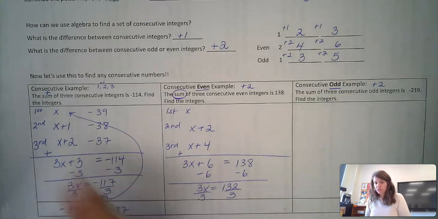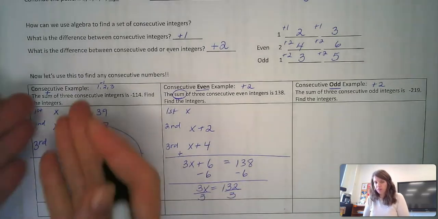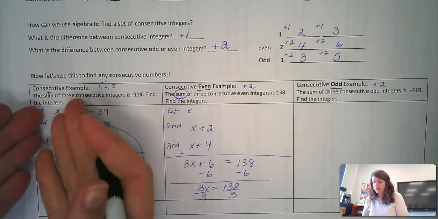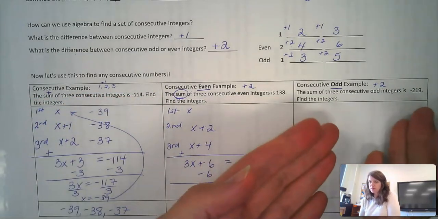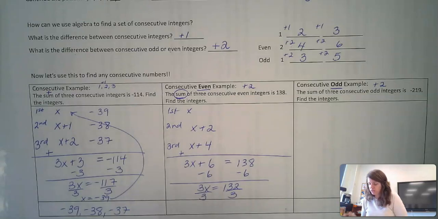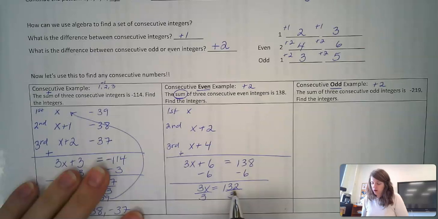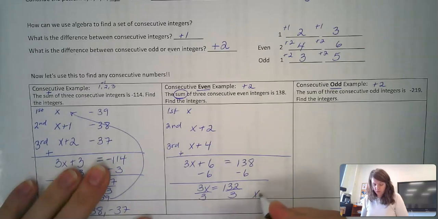Notice I did this in both these problems because I was looking for 3 different numbers, right? 3 consecutive integers, 3 consecutive even integers. This one's going to be the same because I'm looking for 3 consecutive odd integers. I'm still going to have a 3x. All right, so 3x, 132 divided by 3 should give you a 44.